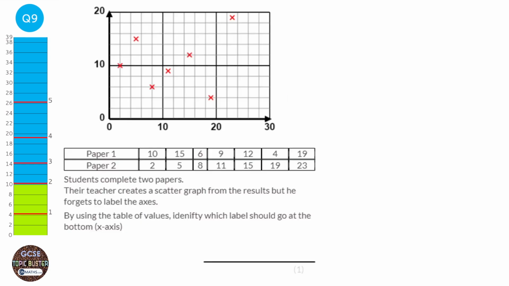So for this question, we just need to pick one of the coordinates. I'm just going to pick this one here.